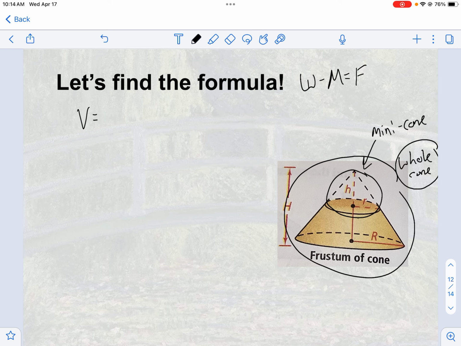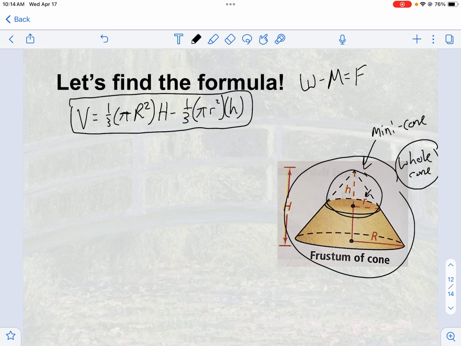Whole cone would be 1/3 times pi, the radius is big R squared, times the height big H, minus 1/3 times pi times the small r, radius right there, squared times small h. That's all you're going to do to find the frustum. Really, you don't have to remember that. You just have to remember how to find the whole cone and the mini cone, identify those parts, and subtract to find the volume of your frustum.